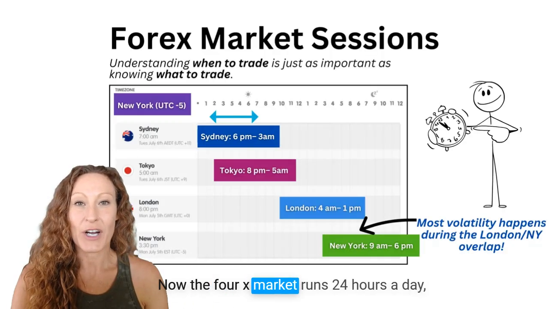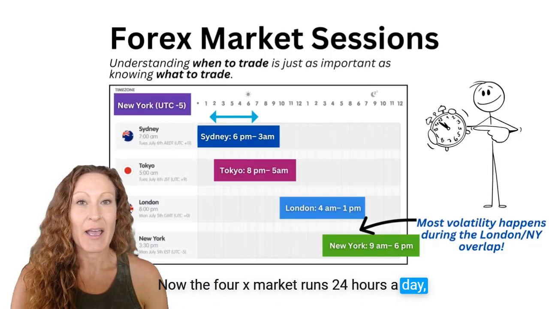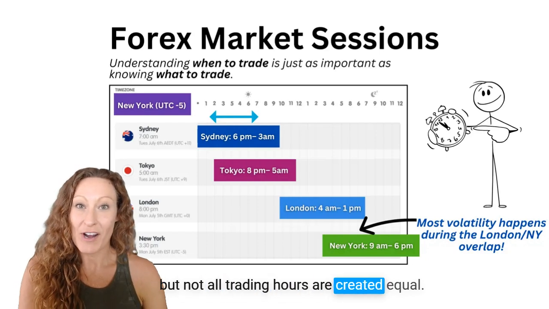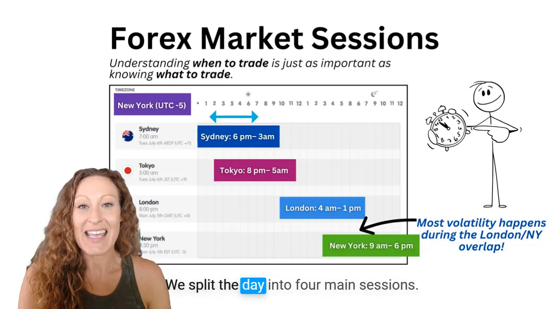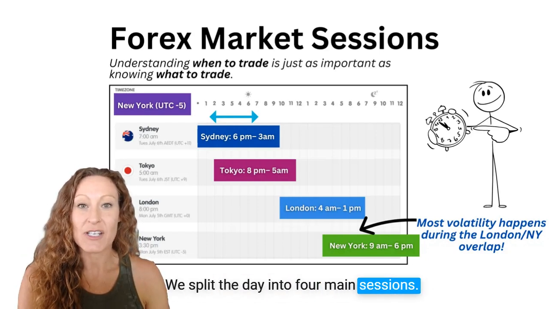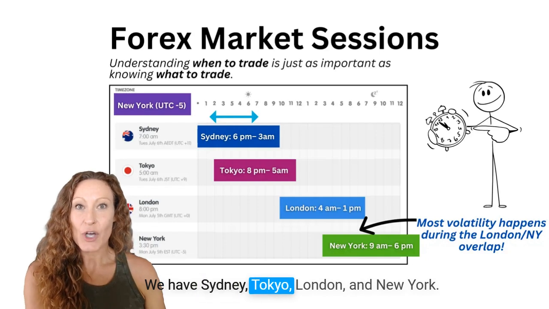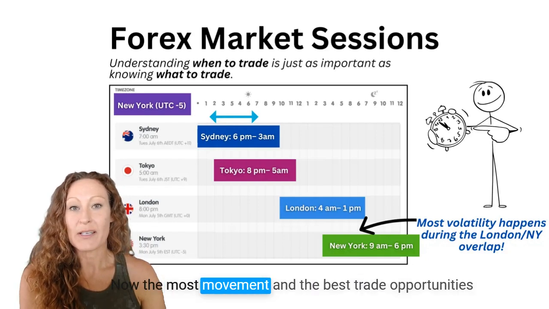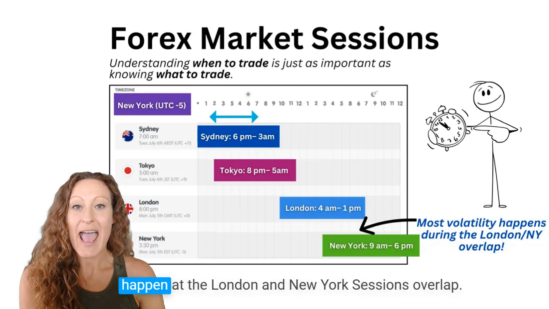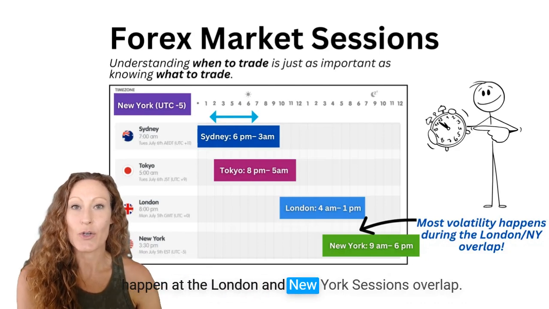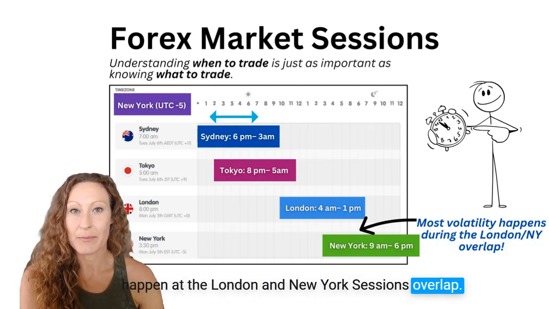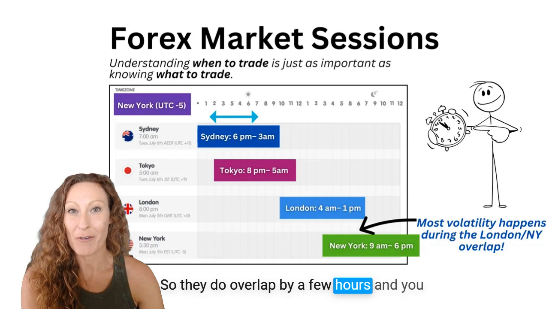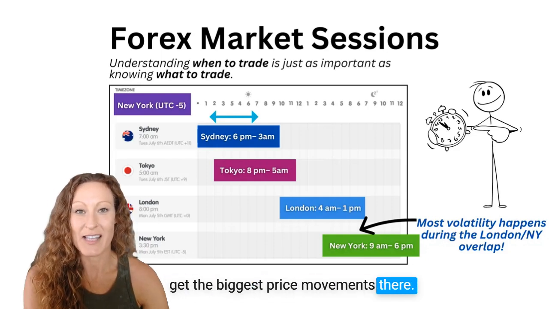Now, the Forex market runs 24 hours a day, but not all trading hours are created equal. We split the day into 4 main sessions. We have Sydney, Tokyo, London, and New York. Now, the most movement and the best trade opportunities happen when the London and New York sessions overlap. They do overlap by a few hours, and you get the biggest price movements there.